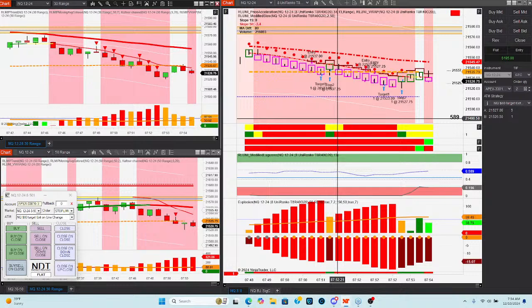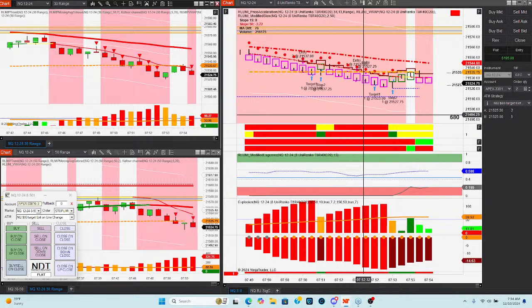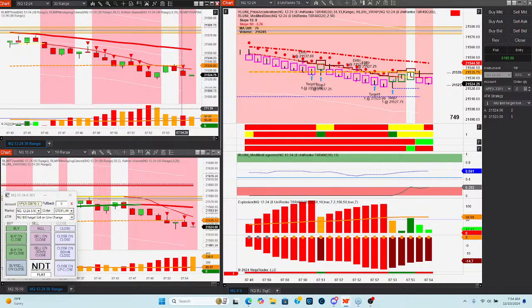Okay, this will probably be the last trade of the day. Let's see how it works out. Big brush. Good brush. I don't have anything down here. I don't like this.